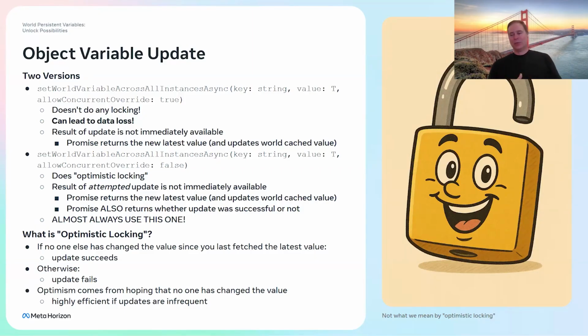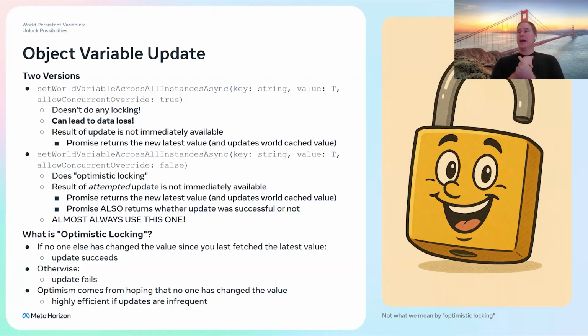I mean, if you have some use case where a lot of people are updating the same value at the same time, I think you should ask yourself whether you're doing something sane or not, because that kind of heavy data contention is going to slow down your game. So usually, in most cases, there's not a lot of writing to WPVs or PPVs going on. So optimistic locking is a pretty efficient approach if updates are infrequent.